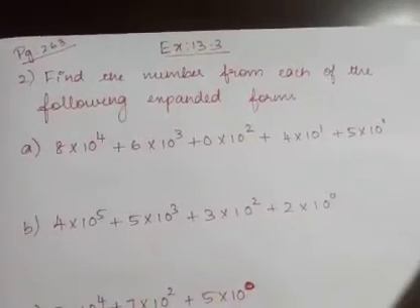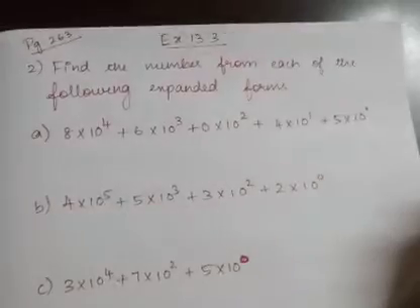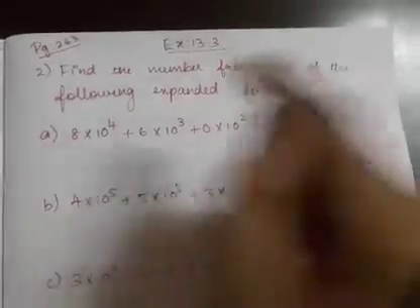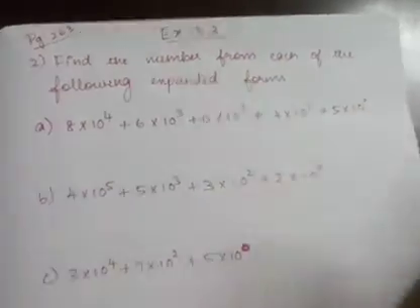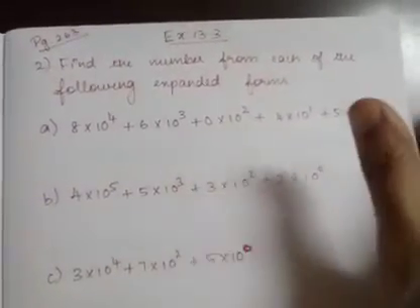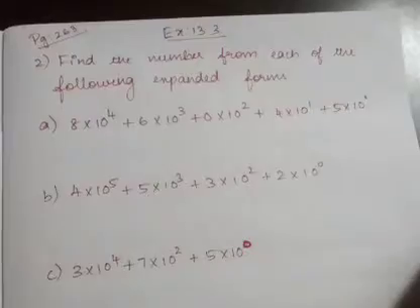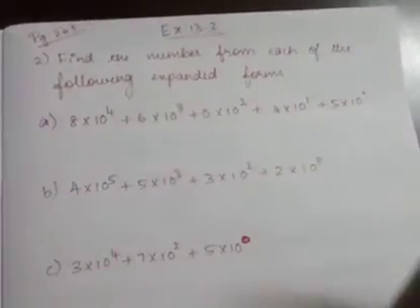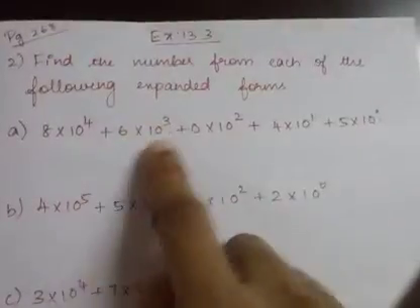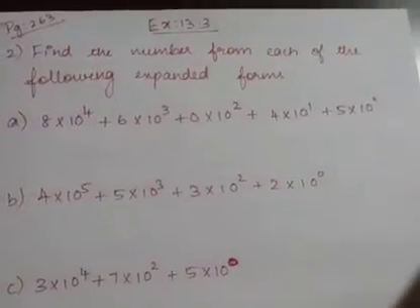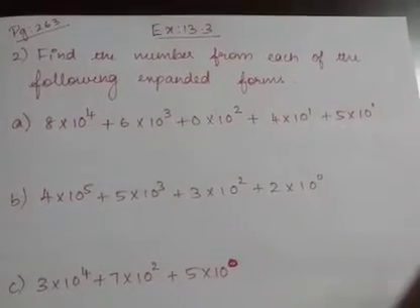Now you have taken page number 263. From the second problem, we have to continue. Find the number from each of the following expanded forms. In the last class, they gave us the number and we had to write the expanded form like this. But in this class, the first question is, they have given you the expanded form, and we should write our number.